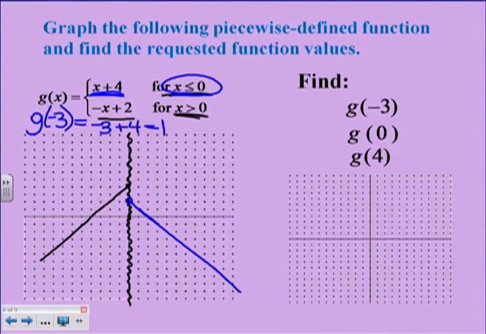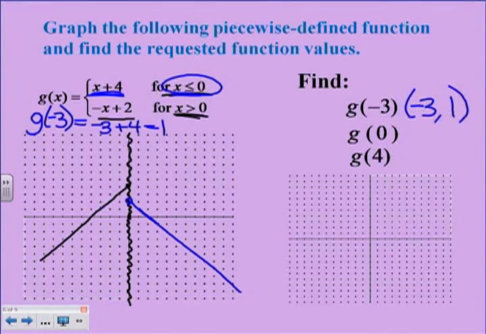Now, by the way, that means that the point negative 3, comma, positive 1 should be on this particular graph. And is it? Well, negative 3, positive 1. There we are. Looks good. Okay? Well, let's try g of 0.